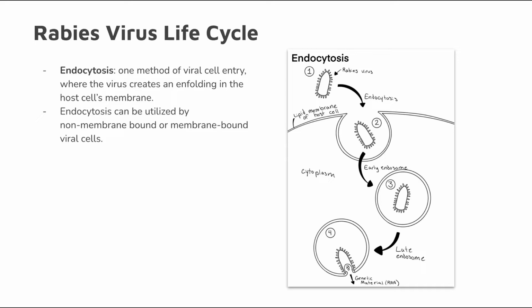And so I have this diagram here that I drew on the side that basically maps out the entire process of endocytosis. So you can see at first the virus is just floating around outside the cell, and then the virus creates kind of like an infolding around the host cell's membrane. And in the third step, you can see the membrane-bound virus is kind of just floating around inside the cytoplasm. And then the membrane deteriorates, and the genetic material that was trapped inside of the virus is also released into the cell.